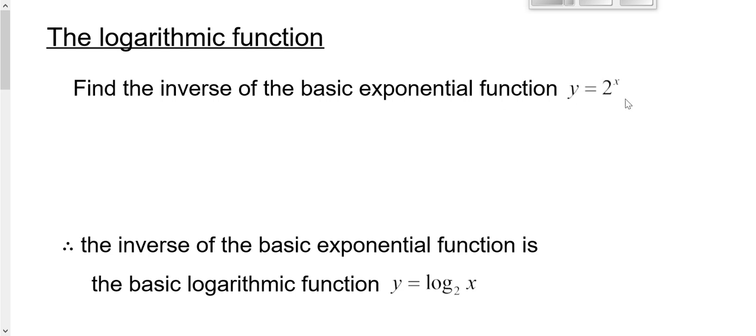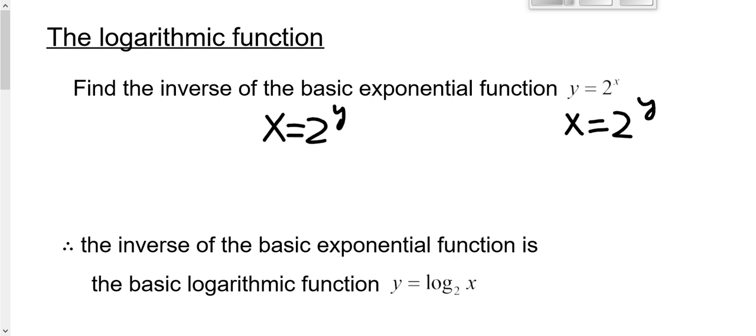Then you have x equals 2 raised to the power of y. And of course, we have to express y in terms of the other variable. So there are two ways you can finish off this part. I'll show you both ways.